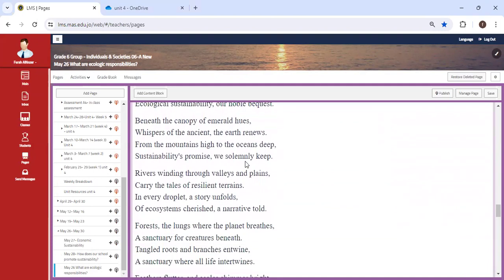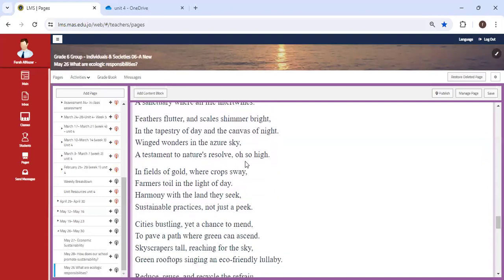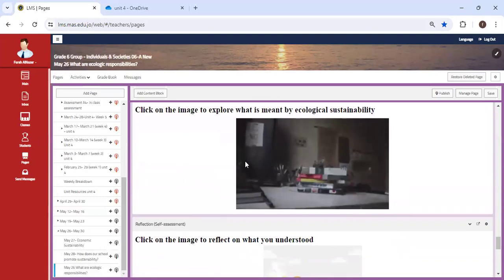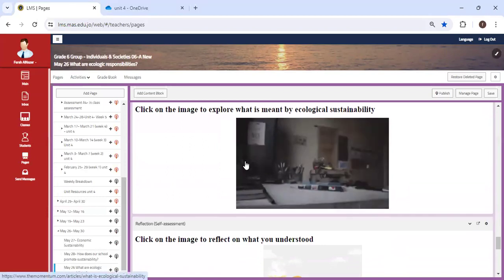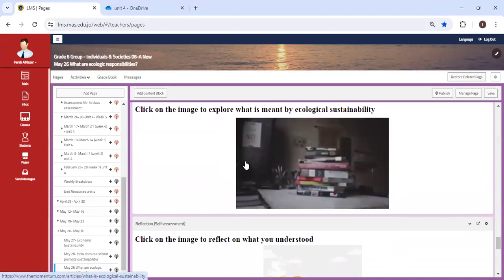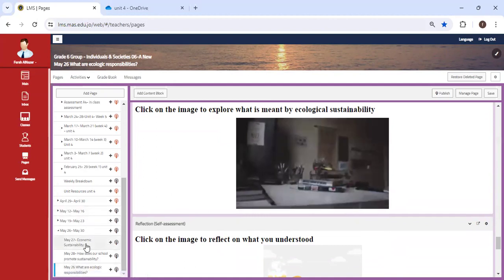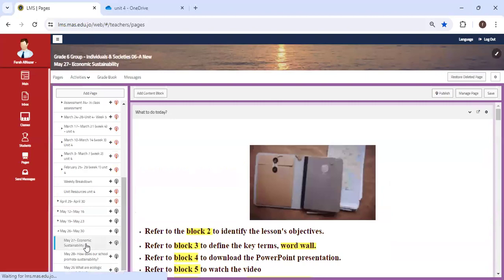Look at this lovely poem. It's very straightforward and direct and discusses what sustainability is in terms of the environment and how we humans contribute drastically to the well-being of our surroundings. So I want you to keep this in mind because this indicates how we are global citizens.